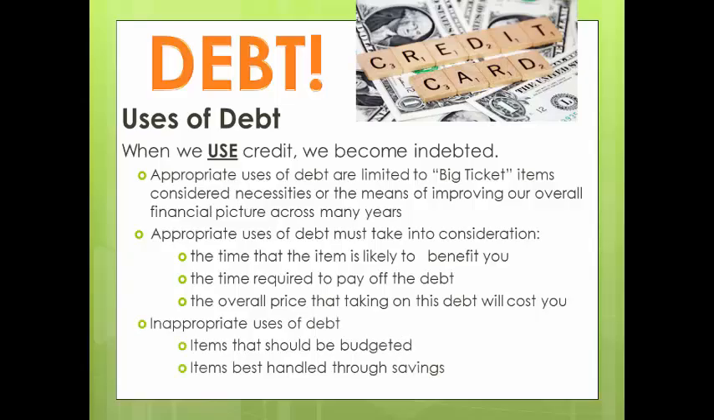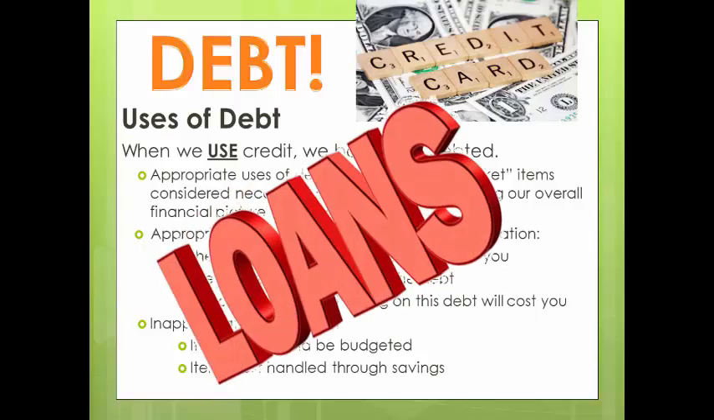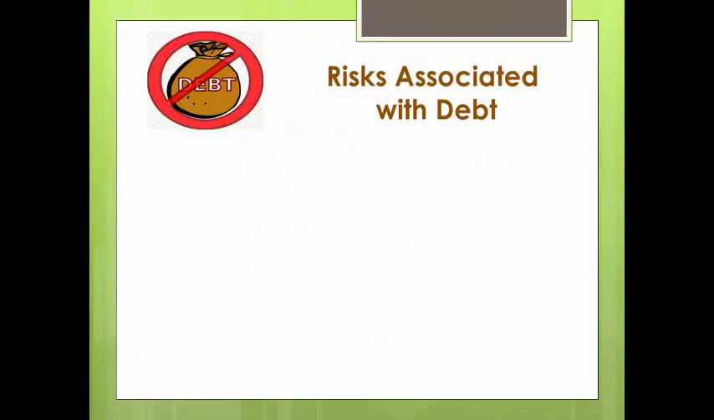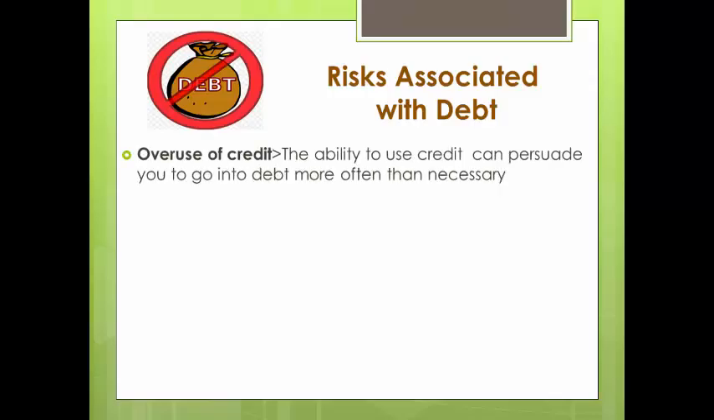Inappropriate uses of debt include short-term purchases like groceries and regular bills like utilities, both of which are best handled through the budgeting process. Another inappropriate use of debt is the purchase of luxury, incidental, or other non-essential items, which are best acquired in accordance with your savings plan. The general rule of thumb is that we only take on debt if the long-term benefits outweigh the actual costs of acquiring the loan. There are numerous risks associated with debt. Some of the most important ones are listed here.